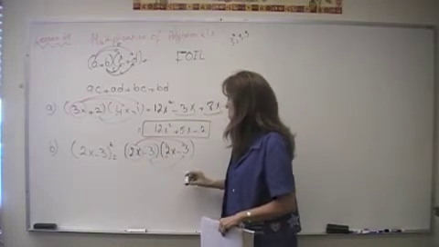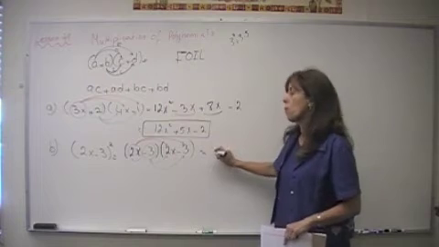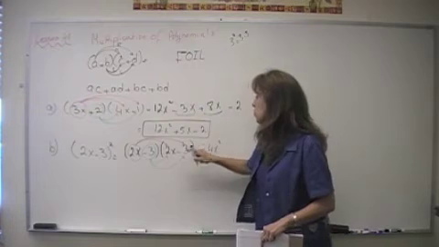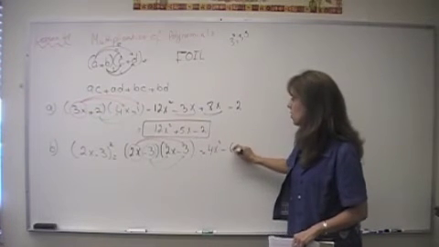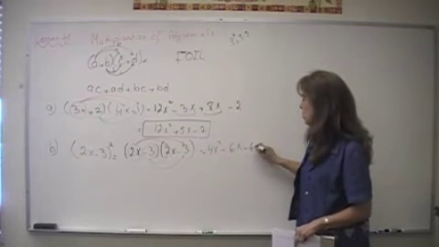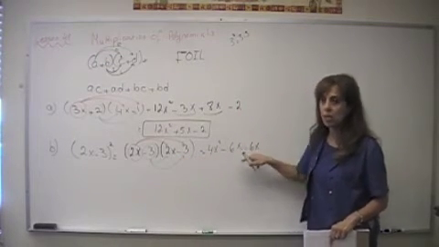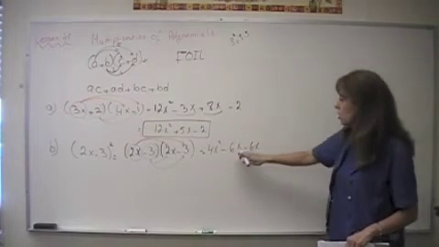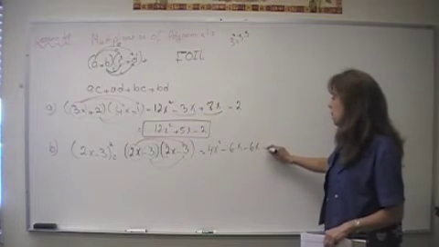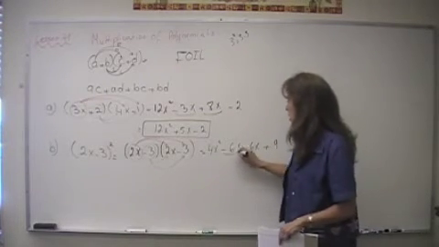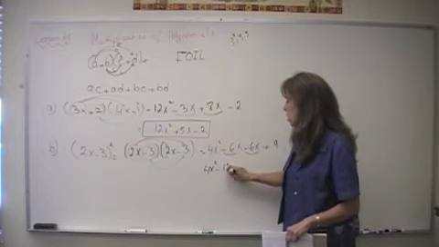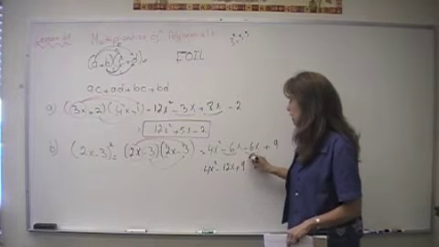So the answer will be 2x times 2x is 4x squared. 2x times negative 3 is negative 6x. Negative 3 times 2x is negative 6x. Notice that these two are the same when you do the squared. Always the second and the third term are going to be the same. Negative 3 times negative 3 is positive 9. We add like terms. So 4x squared minus 12x plus 9.